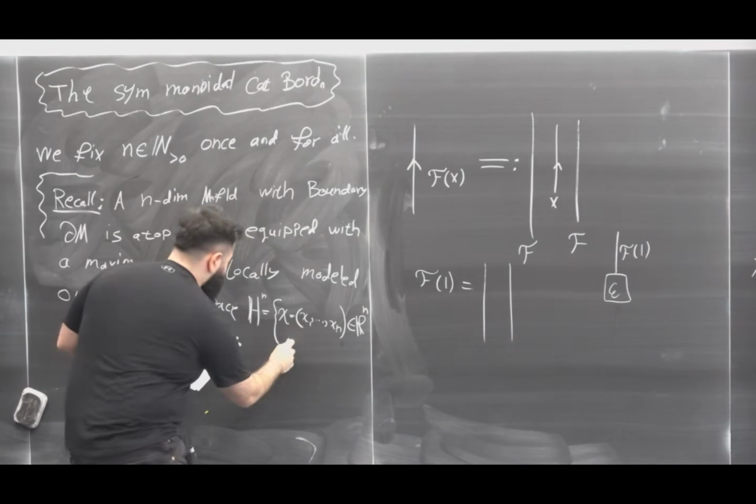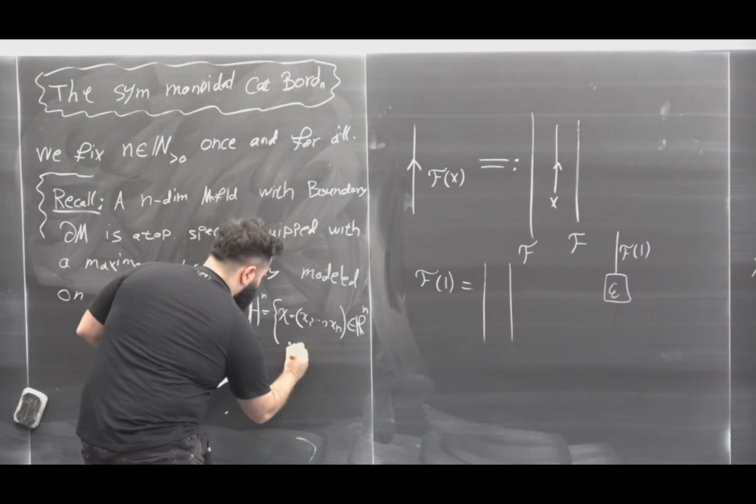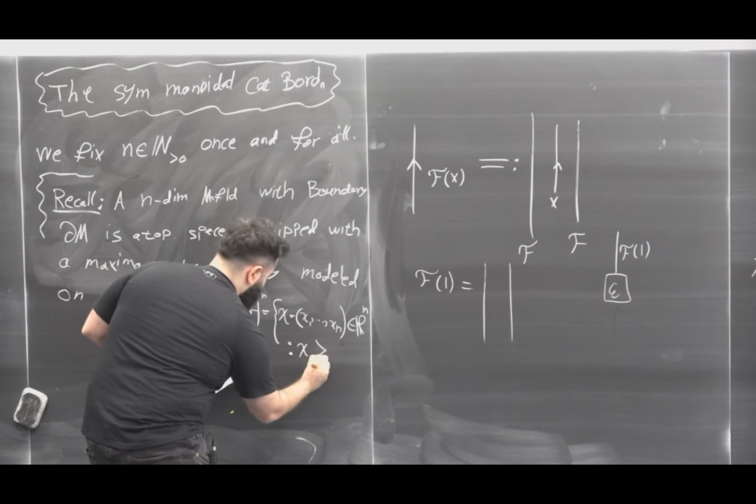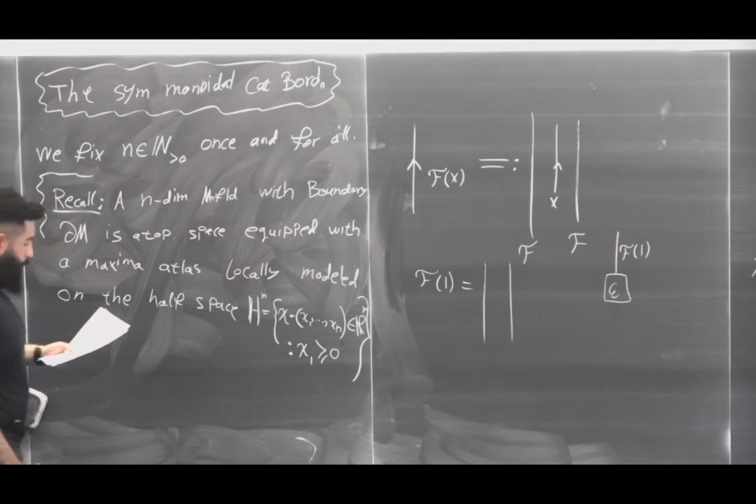such that x1 is non-negative. You lost a couple of L's, so you're missing one on maximal and in modeled.